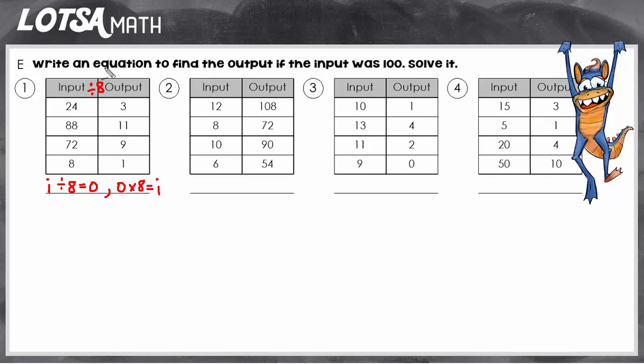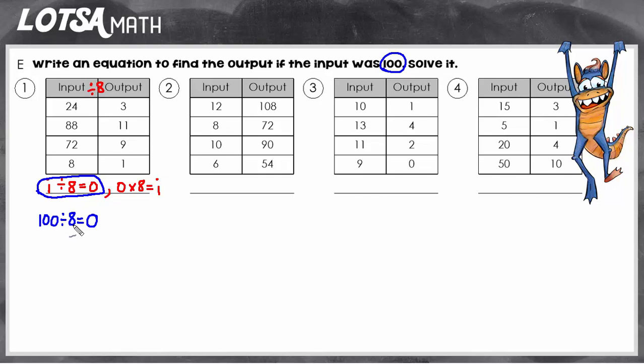So now that I have some equations, I'm going to use one to find the output because the directions say find the output. So since I'm looking for the output, I'm actually going to use this first equation. This is the one that's going to help me find the output. The rest of the directions say to find the output if the input was 100. So where the input is, I'm going to substitute the variable I for 100 because I know what the input is now. So my actual equation is going to be 100 divided by 8 equals the output.